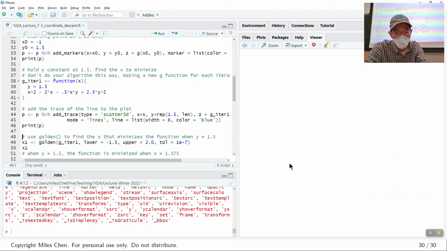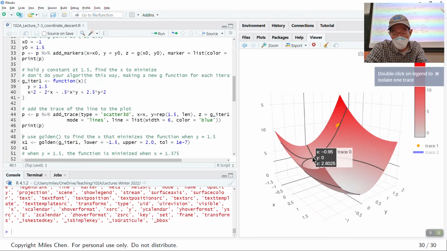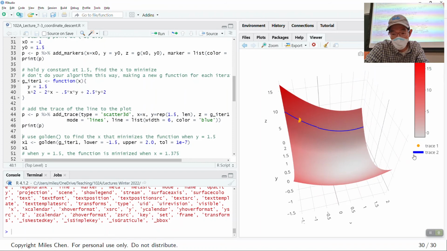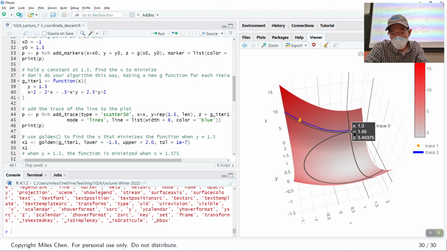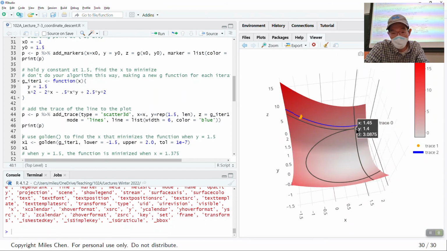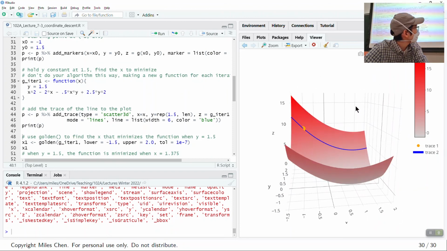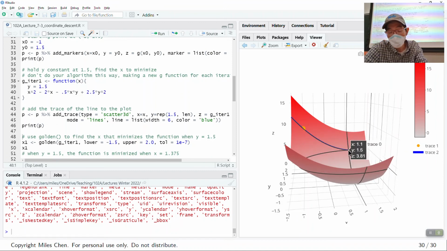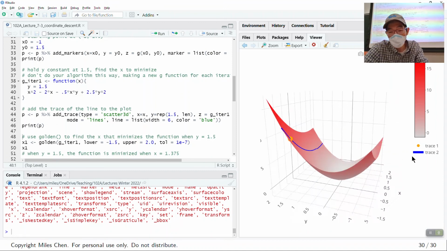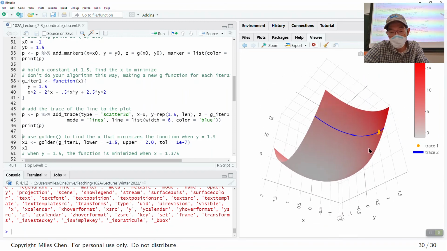Okay, and so this blue line represents, here I'm holding y constant at 1.5, and so we can see this parabola, or at least part of it, traced out onto the surface. Okay, and what we want to do is find, holding y constant, now I have just a univariate function, and we're going to ask, where is this function minimized?